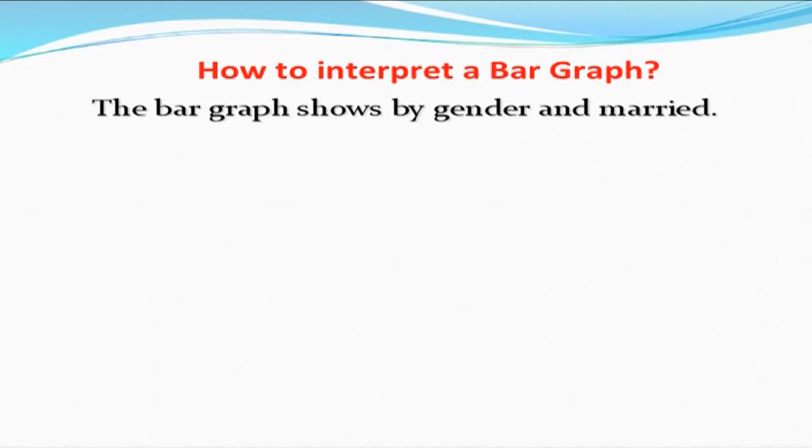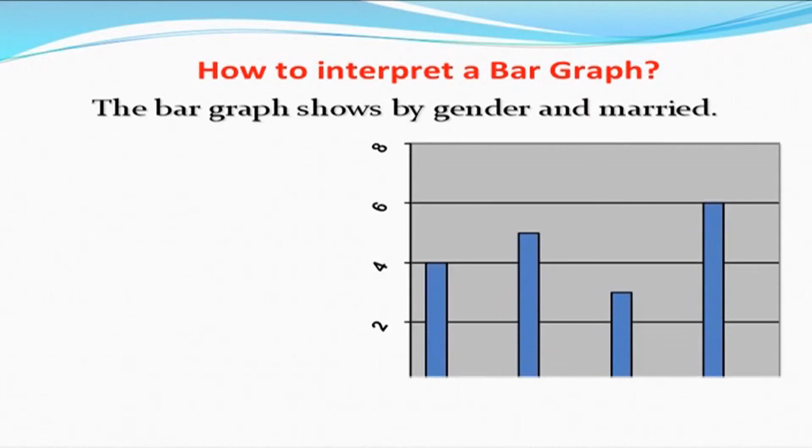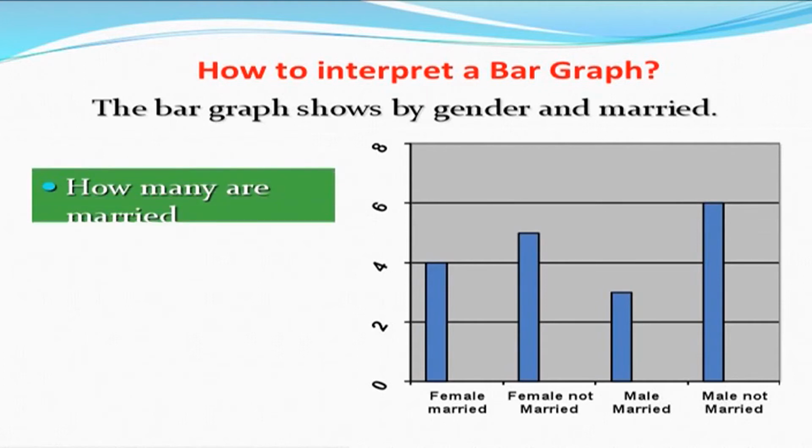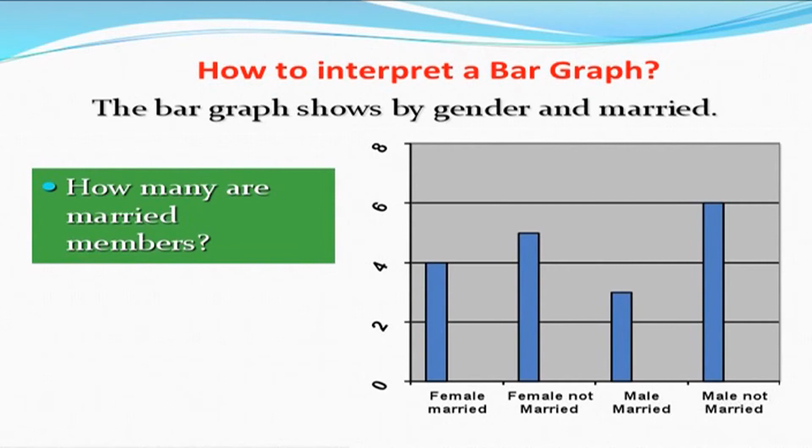The bar graph shows married status by gender and merit in this bar graph. Now we have to find out certain conclusions, or say answers to different questions, about this particular bar graph. The very first is: how many are married members? On the x-axis we have to find out how many males are married and how many females are married. The number of married females is 4, and married men is 3. So total married male and female according to this bar graph are 4 plus 3, means 7.